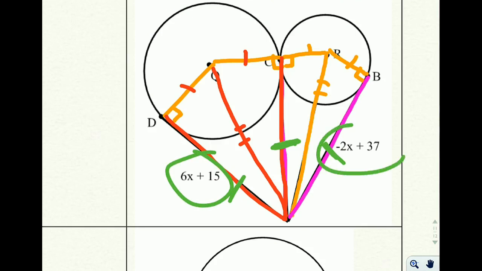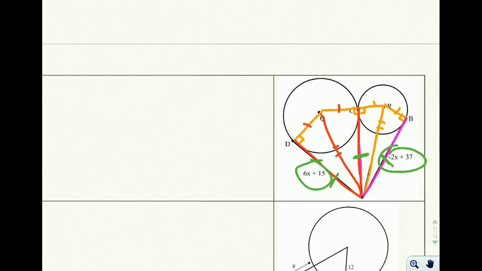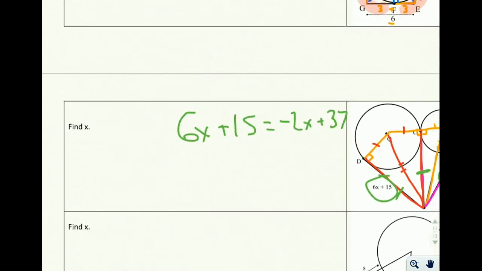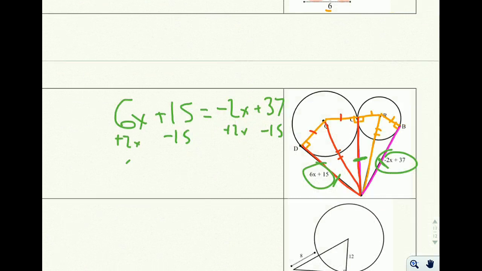So we can take these two values here, and we can actually set them equal to each other in this situation. So 6x plus 15 should be equal to negative 2x plus 37. Whenever I have that, I add 2x to both sides, and I subtract 15 from both sides. This leaves me with 8x is equal to 22.